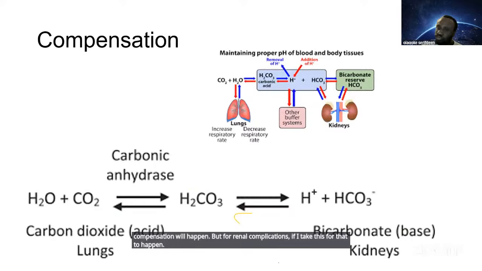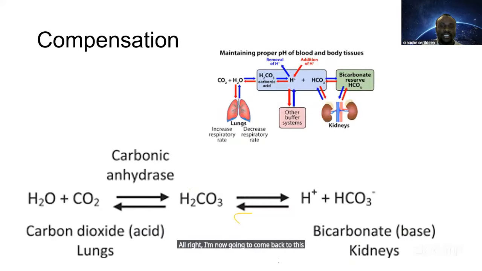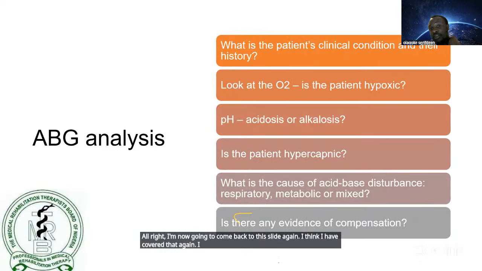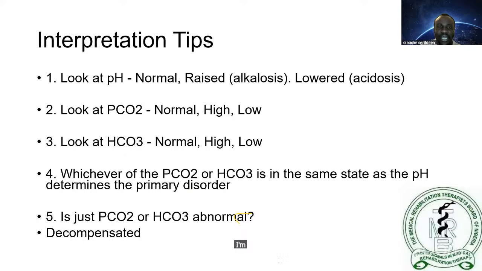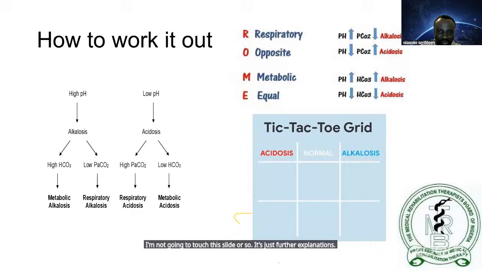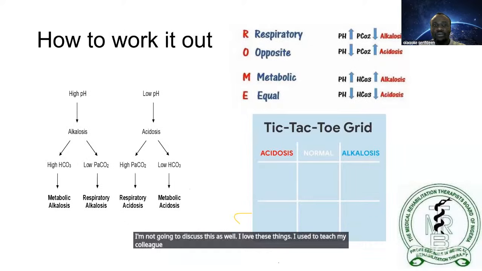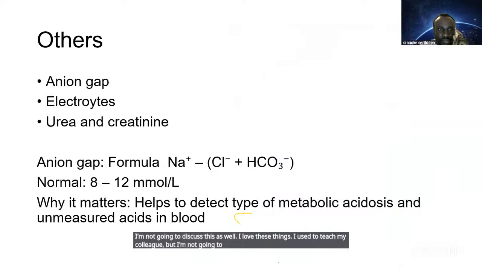All right. I'm not going to come back to this slide again. I think I have covered that. How do you analyze ABG? Check their oxygen, check their pH. What drives the pH? CO2. Check CO2 first. After CO2, check bicarb. After bicarb, is there any compensation? Check for that. We have talked about that. I'm not going to touch this slide also. It's just further explanations. I love these things. I used to teach my colleagues, but I'm not going to explain these things.